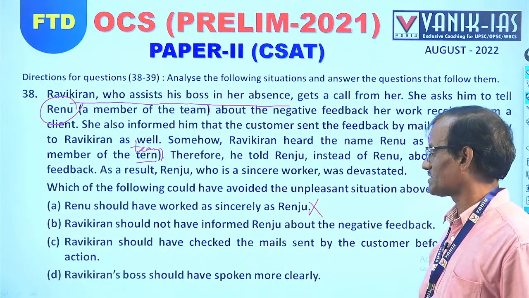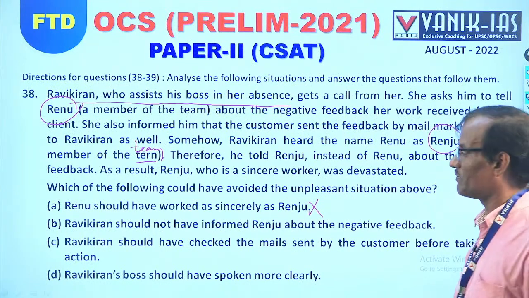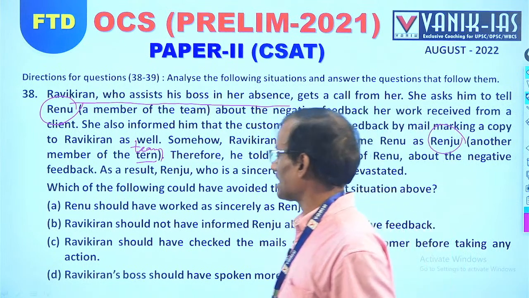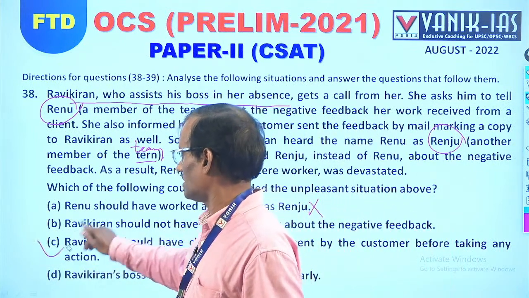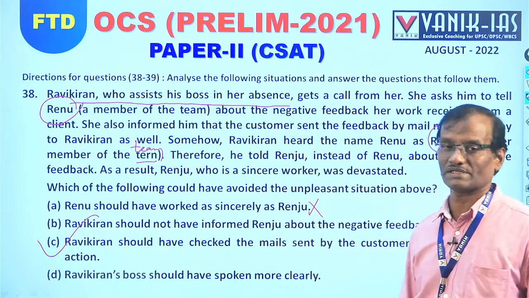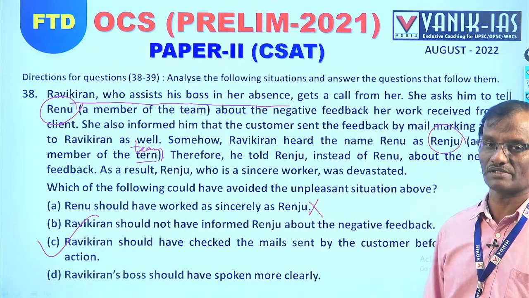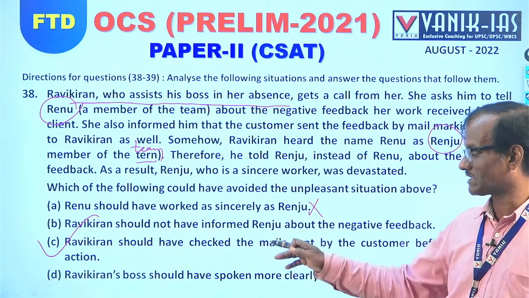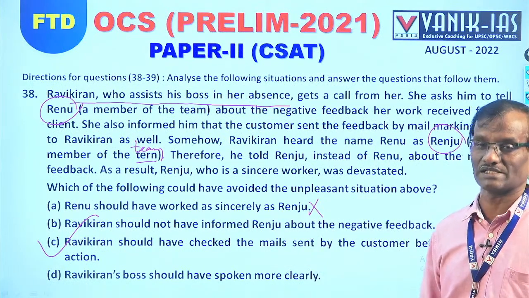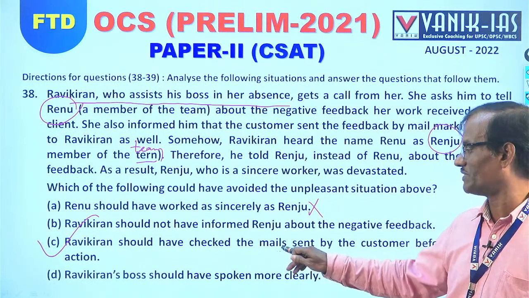Ravi Kiran should have checked the mail sent by the customer before taking any action. That would have been the most desirable action on his part, because it is only due to miscommunication and misinformation. Before going to inform, because he is a professional, he has not shown mature professionalism, so that is the reason for his failure.